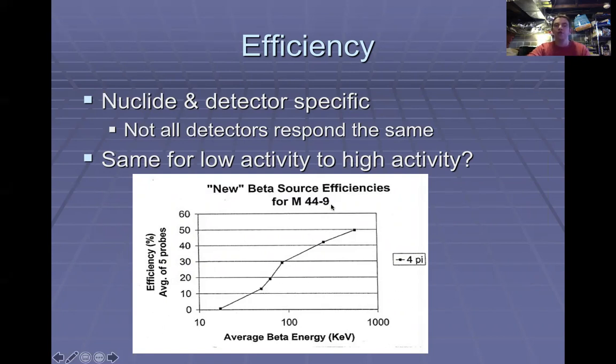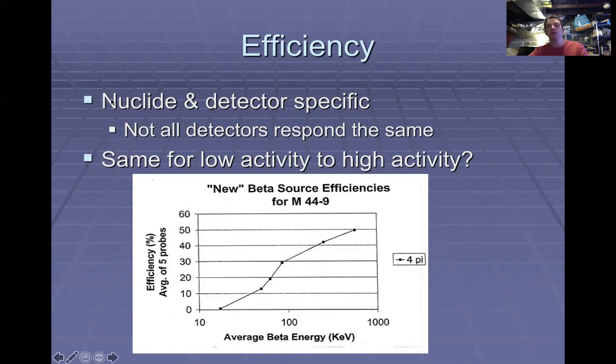This is for a GM. A 44-9 is a type of GM. So you see that when you get down to that tritium range, you're just not going to see it. But then you can get up to a point where you have very high energy beta particles. These are going to be very efficiently detected.